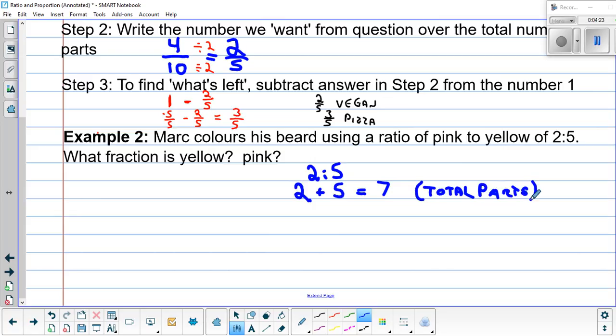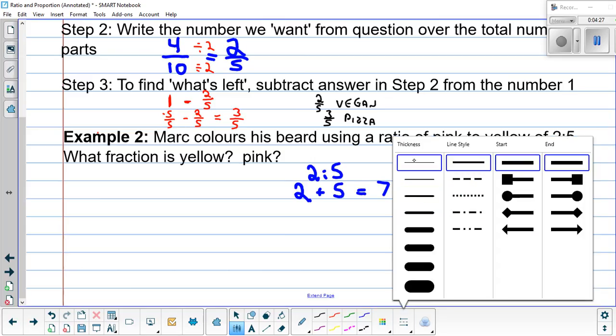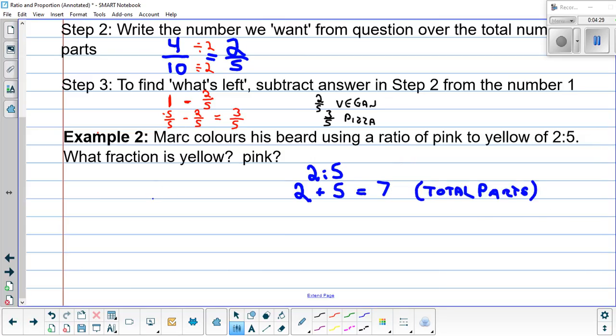And we'll actually use that again in the future, this idea of total parts and adding the parts of your ratio together. So that's our total parts. So we know both of these are over 7. We'll call the one on the right our pink, and we'll call this our yellow.